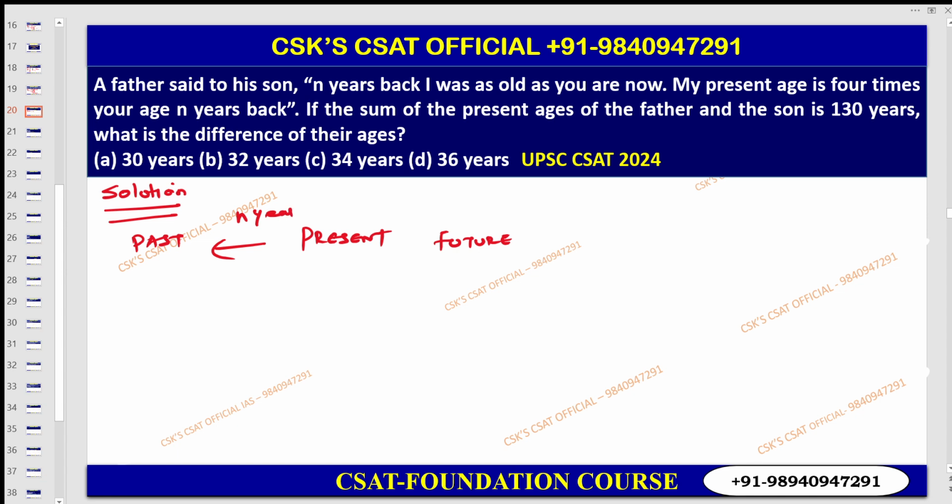N years back I was as old as you are now. You are now means the present, right? My present age is 4 times your age n years back. The data is provided here. If the sum of the present ages of the father and the son here is 130 years, what is the difference between the ages?